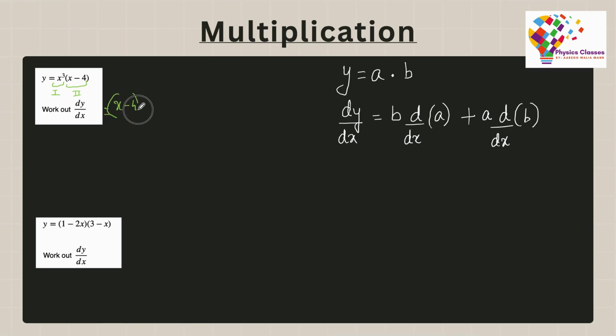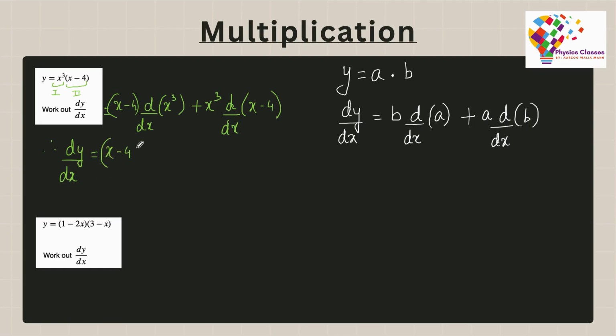So we have dy by dx equal to x minus 4 times the derivative of x cube, which would be 3x square, plus we keep the x cube the same way it is, and d by dx of x minus 4. The derivative of x would be 1 and the derivative of 4 would be 0. So my final answer comes out to be x minus 4 times 3x square plus x cube. So this is my final answer here.